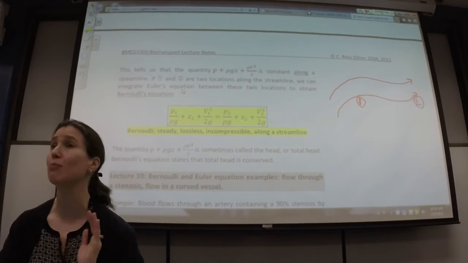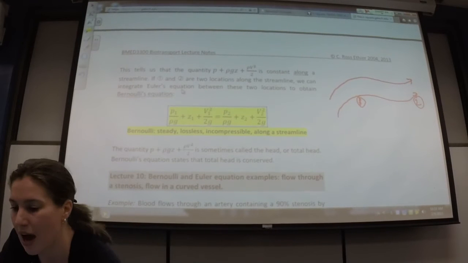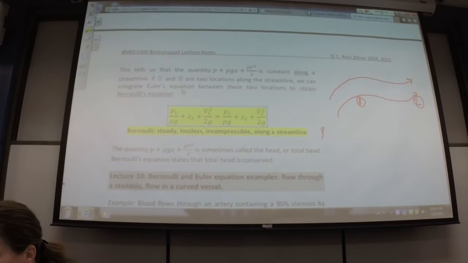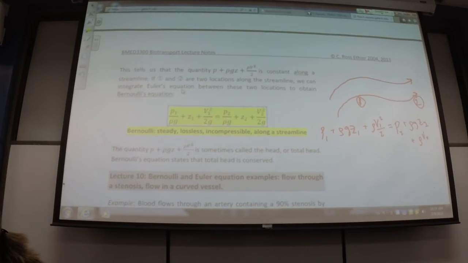And actually, I'm less familiar with Bernoulli's equation in this way. I usually see it in a form which is more like P1 plus rho G Z1 plus rho V1 squared over 2 equals P2 plus rho G Z2 plus rho V2 squared over 2.